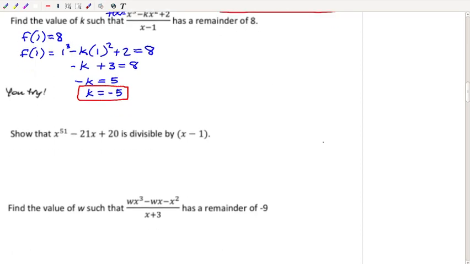Now it's your turn. Show that x to the 51 minus 21x plus 20 is divisible by x minus 1. Now if you had to do this with long division, it would be stupid long, so don't. Make sure you're using your remainder theorem, your factor theorem. Pause your video, try it on your own, then come back and take a look.